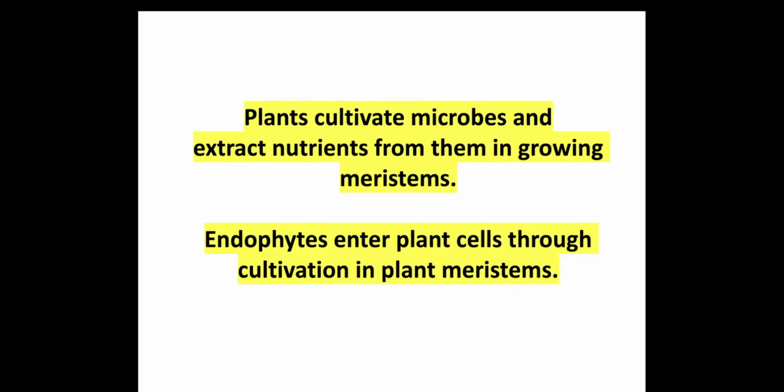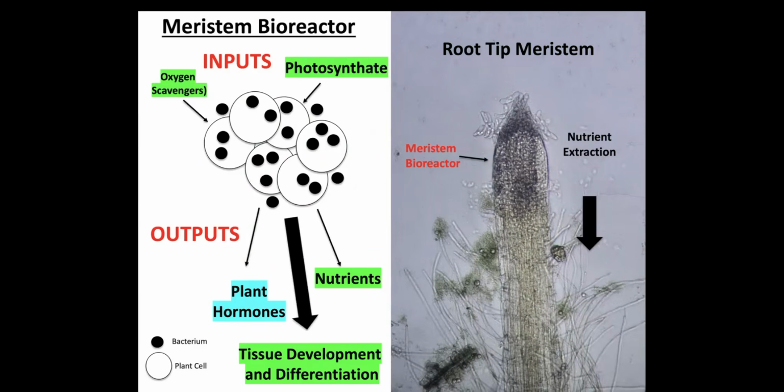Okay, so the plant meristem. Plants take up microbes from soils, and the plant meristem is really where they take them up, where they absorb them from the meristems. And I'll show you that. So I have this thing, meristem bioreactor. This is the idea that there's interactions between microbes and plant cells inside these meristems.